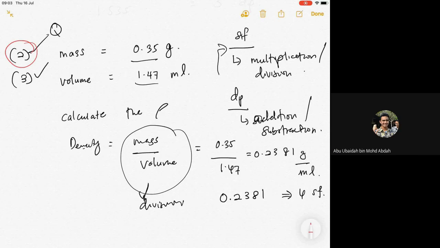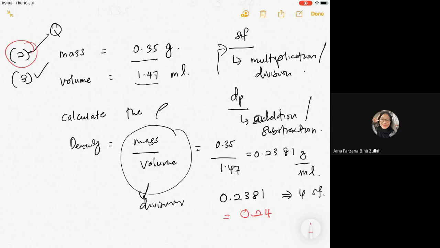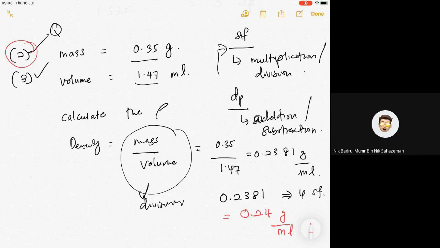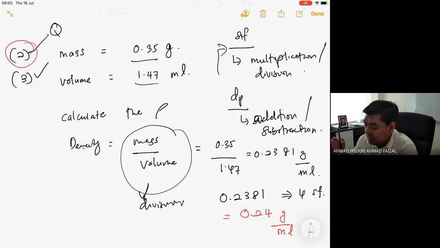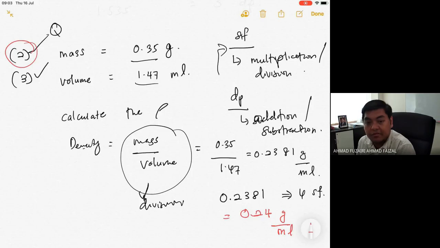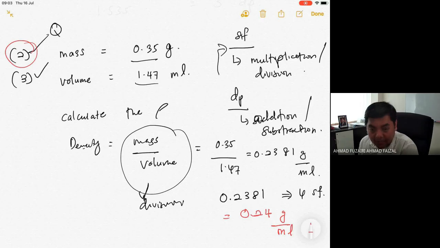So jawapan dia sepatutnya kita kena tulis 0.24 gram per milliliter. So that should give you the answer that has a correct significant figures. Maksud kalau orang jawab 0.2381, salah ke? Salah lah, kalau ikut soalan ni salah sebab dia tak ikut significant figures. But that is not the problem when you come to other chapters. Bila buat chapter lain, let's say masuk chapter 2, chapter 3, kamu dah tak perlu follow yang ni dah.